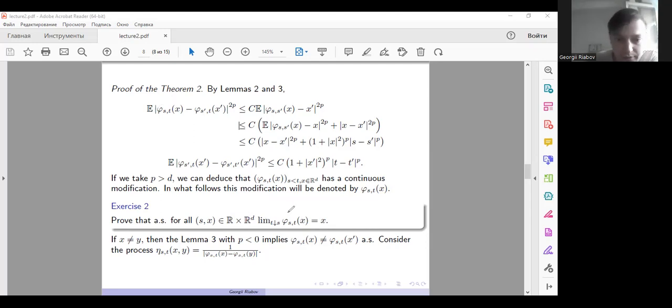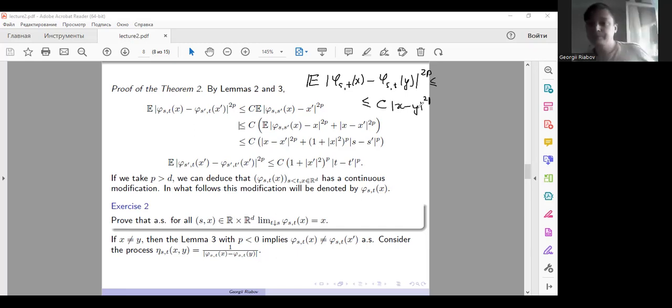Another interesting observation is, in lemma 3, we wrote such an estimate: the norm of phi_st(x) minus phi_st(y) in the power 2p is less than a constant times the norm of x minus y in the power 2p. And in this estimate, p can be negative.